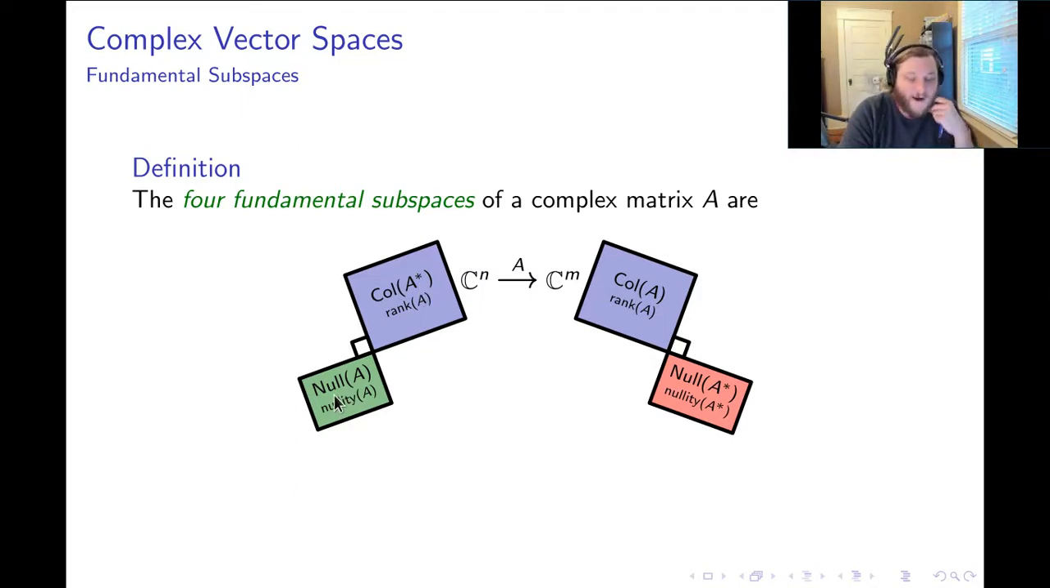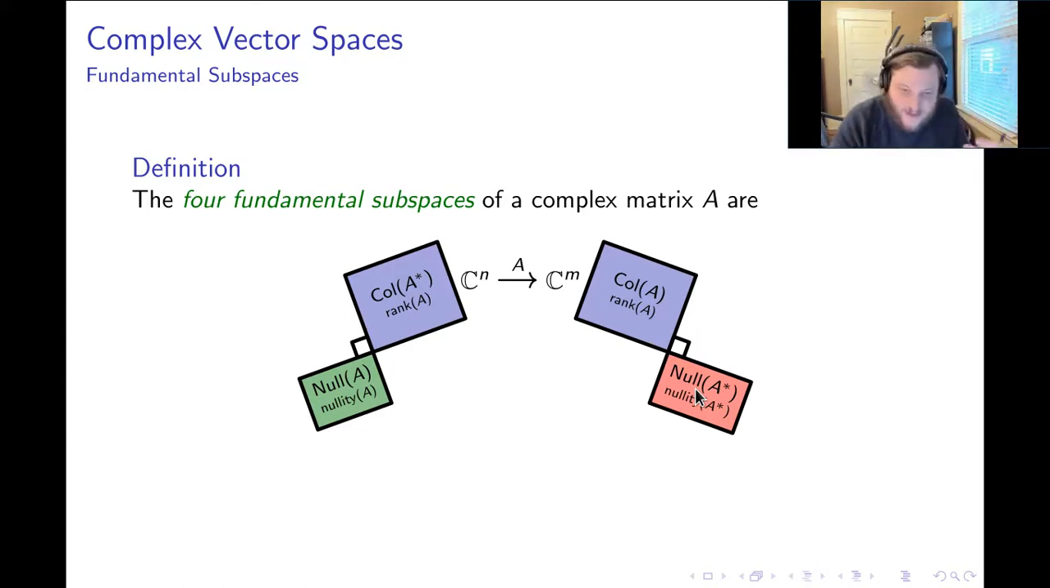So the orthogonal complement of the null space of a complex matrix is the column space of the conjugate transpose. On the other side, if we're studying the column space, its orthogonal complement is no longer the null space of the transpose, it's the null space of the conjugate transpose. So all we have to do to continue our studies here is replace all of those transposes with the star operator, and we have the exact same theory on our hands.